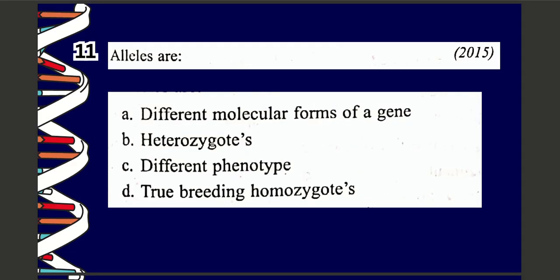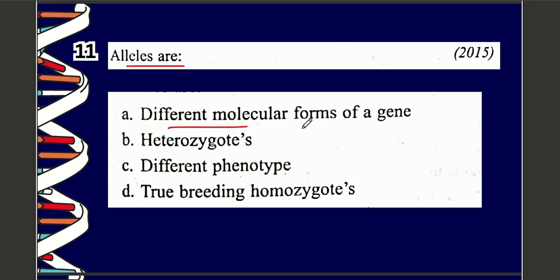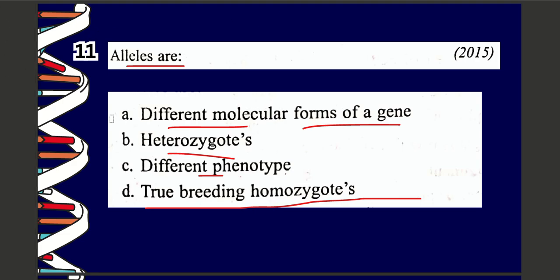Next question. Question number 11. Alleles are A. Different molecular forms of a gene. B. Heterozygote. C. Different phenotype. D. True breeding homozygote. The correct option is option number A, which is different molecular forms of a gene.